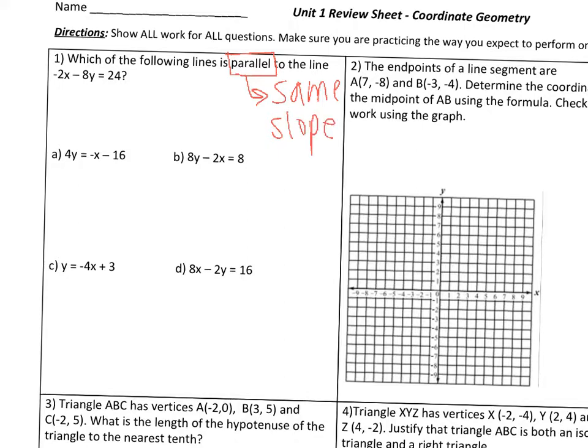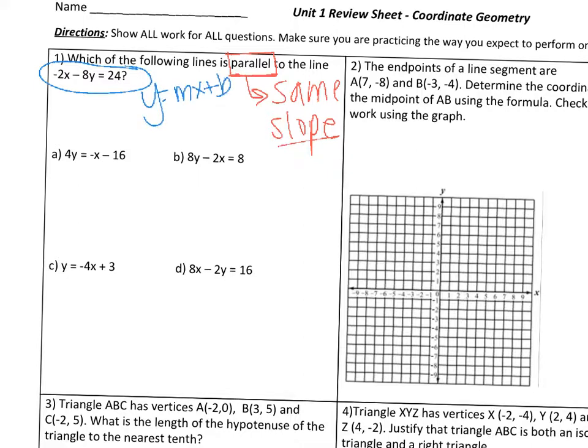So when we find a line parallel to this given line, we're looking for one of these answer choices to have the same slope as the line given to us. The line given to us, though, it's not easy to see what the slope is yet, and that's because we don't have it in a form, like slope-intercept form, where we can easily identify the slope.